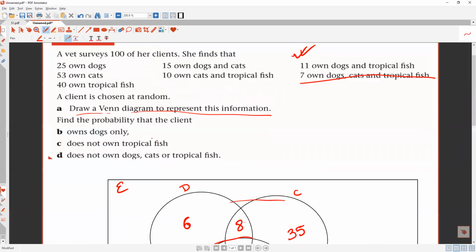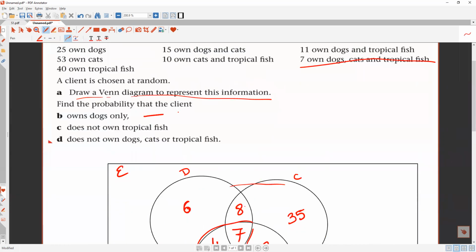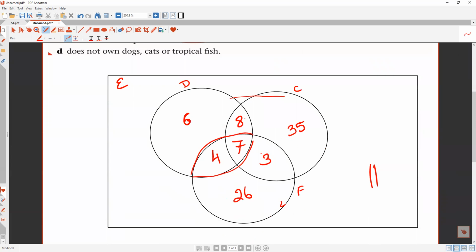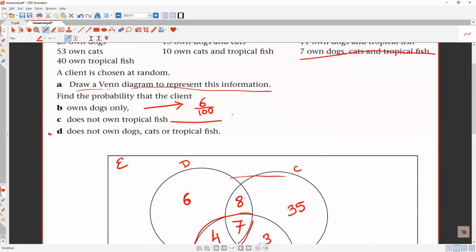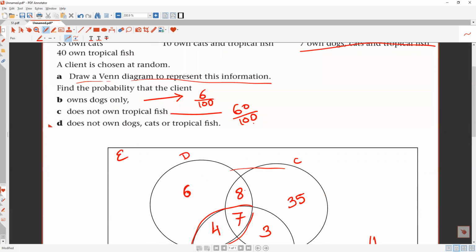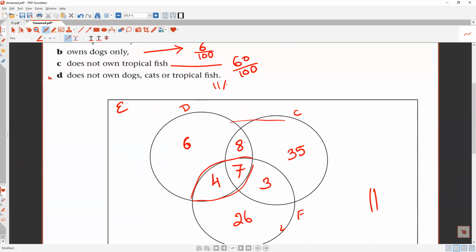Now they own dogs only, so the probability of getting a person who owns dogs only is 6 by 100. Does not own a tropical fish: how many tropical fish do I have? 26 plus 3 plus 7 plus 4. How much is it? 40. So out of 100, 40 people have tropical fish. Sorry, 60 people do not have. So 60 divided by 100 is the probability. Does not own dogs, cats or tropical fish: 11 divided by 100.